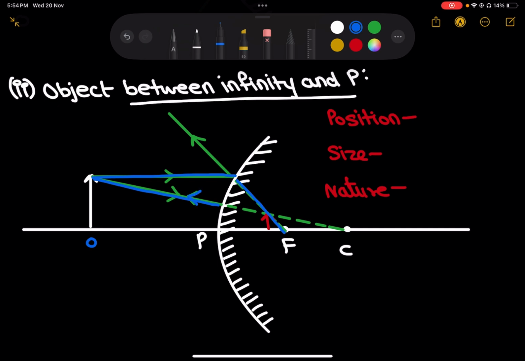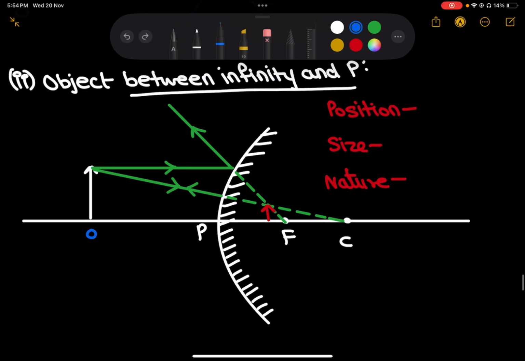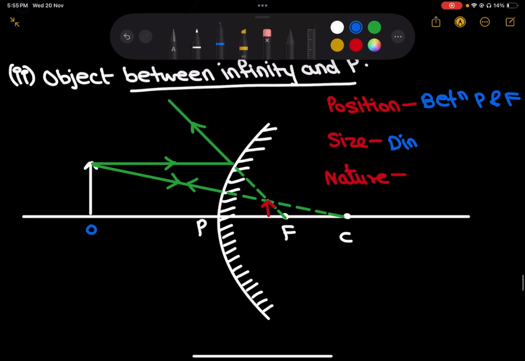So you can see that the 2 reflected rays will never meet in real life. So they have to be traced back, and when they are traced back, they intersect at a particular point, and that is the point where the image is formed, right? Okay, so the position of the image, as you can see, is between the pole and focus, right? So it is between P and F. The size, as you can see, is diminished. It's not very small, but it is still smaller than the size of the object. So the size is diminished.